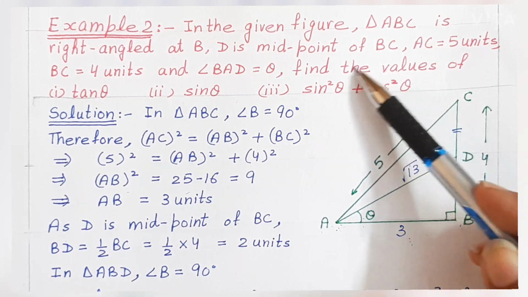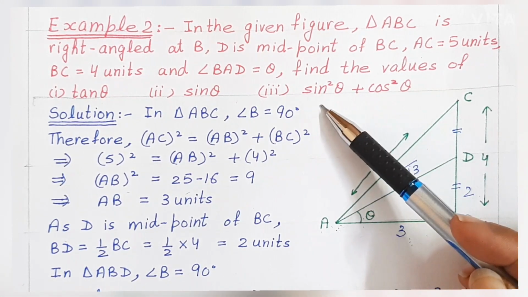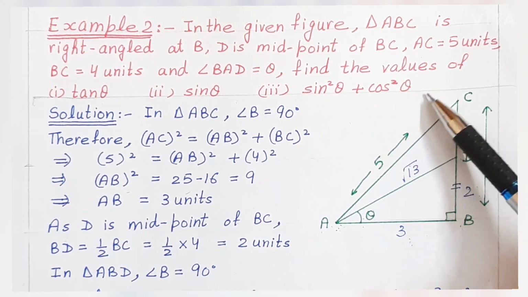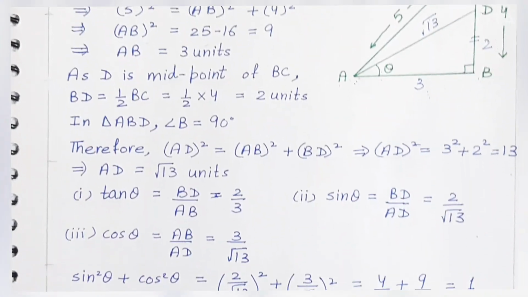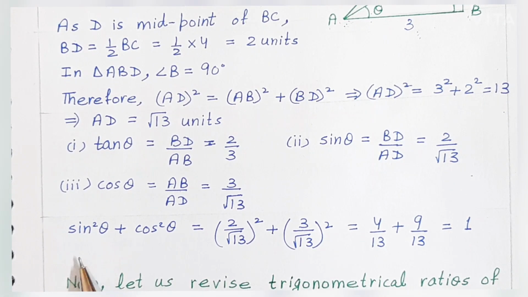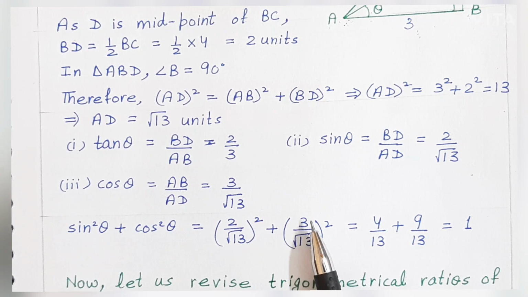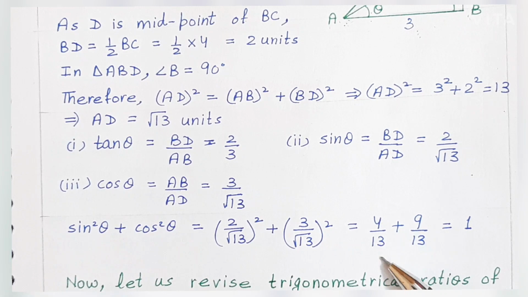Now students, it is actually an identity where sine square theta plus cos square theta is always 1. But we cannot write 1 directly here. Let us substitute the values. So when you substitute the values, you can see that sine square theta is 2 upon under root 13 square and cos square theta is 3 upon under root 13 square. So it is 4 upon 13 plus 9 upon 13. Now 4 plus 9 is 13. So 13 by 13 is 1. Is it clear?